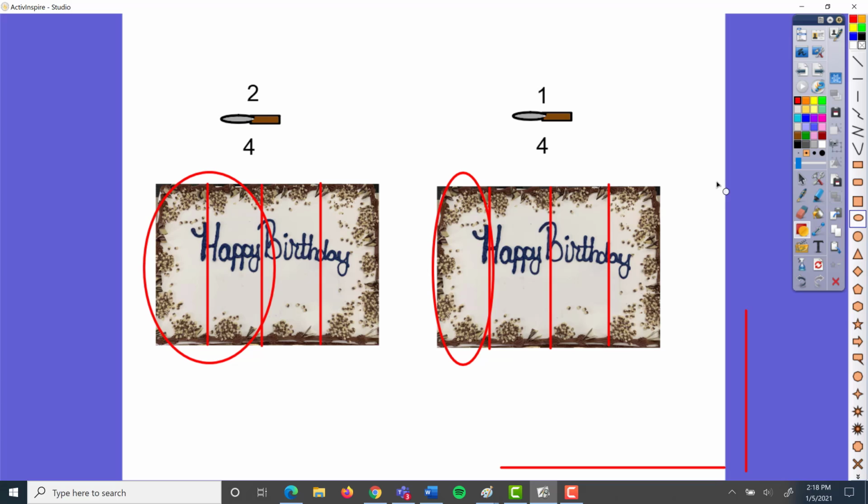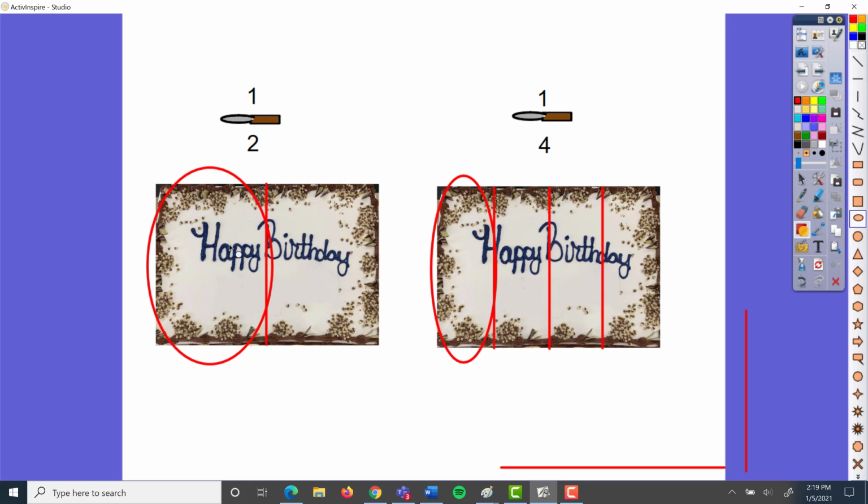Now, if you have a great big cake and I have a little tiny cake, then we can't compare anymore because your cake is bigger than mine. So even if you cut your cake in half and I cut my cake in half, half of a much bigger cake is still going to be bigger. So whenever we compare fractions, we have to make sure that our whole is the same size. And then it just depends on whether it's the number on the top or the bottom.